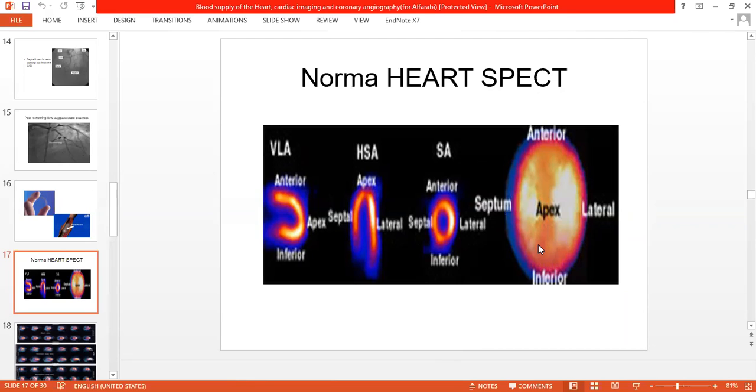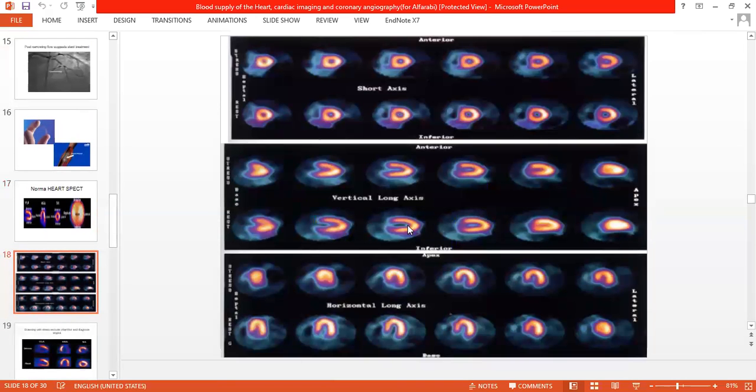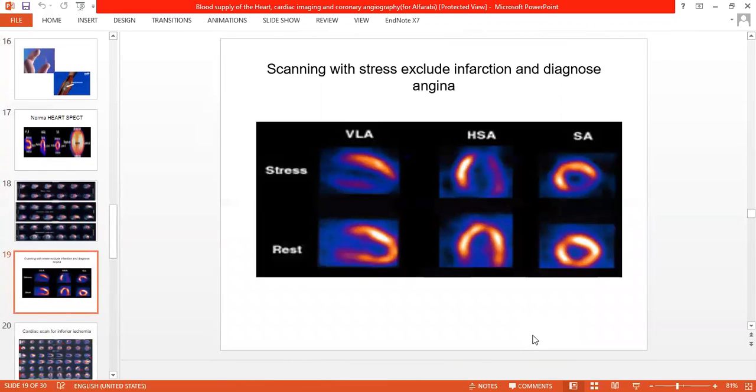Coming to the other investigations of the heart, where the dye is passed, or sometimes even without the dye, you do the ultrasound. Then you can see the cardiac beatings as well as the blood flow. All this can be seen at different levels, where you do the ultrasound and study the blood flow. So this is scanning with stress to exclude infarction and diagonal angina.